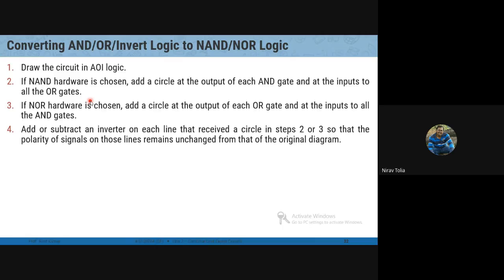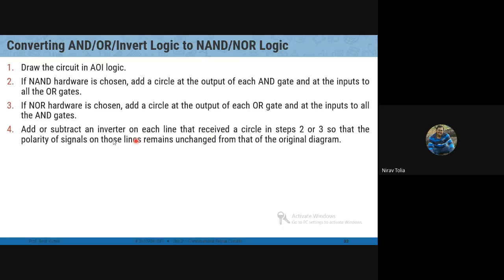Then what you have to do? We are putting the bubble extra. There is no bubble in the circuit, but we are putting it. So what do we have to do? We have to add or subtract an inverter on each line that receives a circle, because the circle is not there at first. We are putting a circle to make it a NAND logic or a NOR logic.